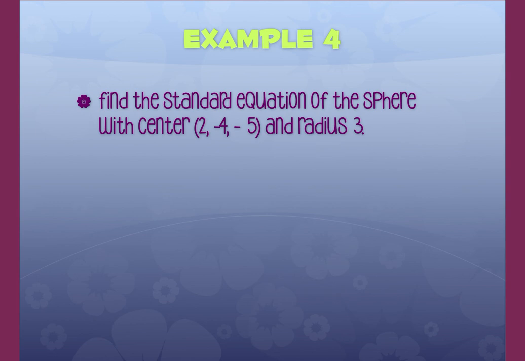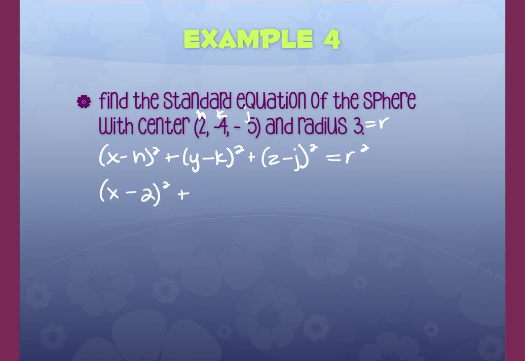All right, so this says find the standard equation of the sphere with a center (2, -4, -5) and radius 3. So this is my h, this is my k, this is my j, and this is my r. X minus h squared plus y minus k squared plus z minus j squared equals r squared. So x minus 2 squared plus y minus a negative 4 becomes y plus 4 squared plus z minus a negative 5 becomes z plus 5 squared equals 3 squared, or 9. So just remember that it's going to change your signs.